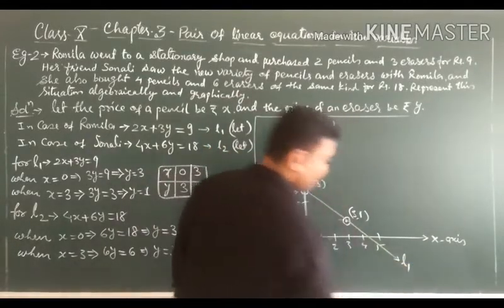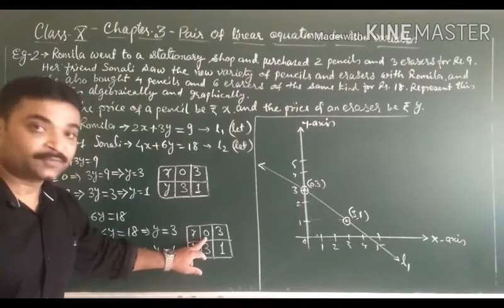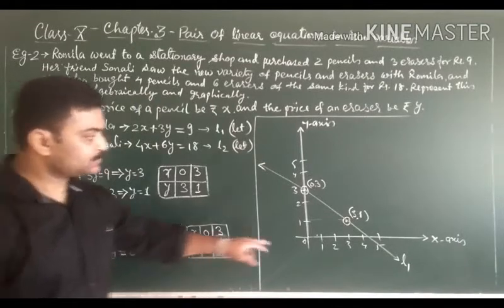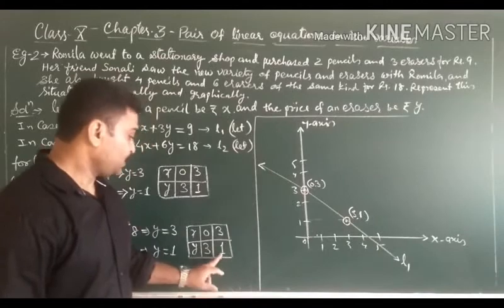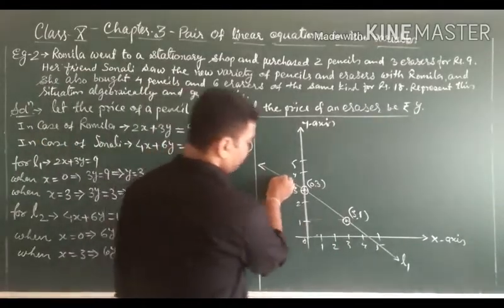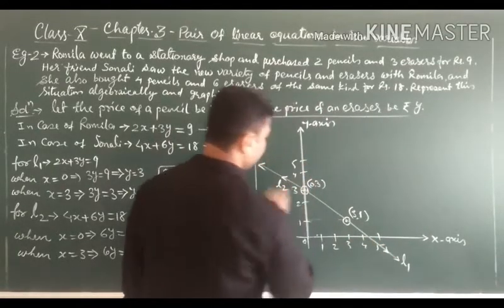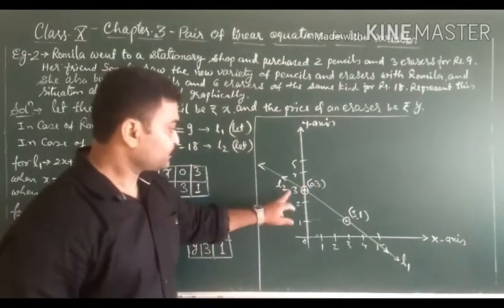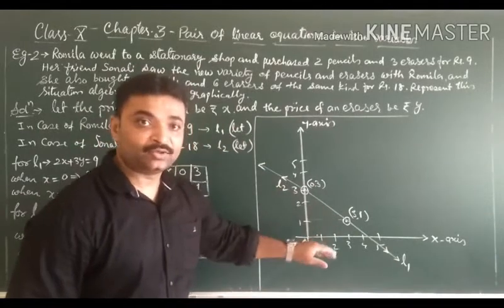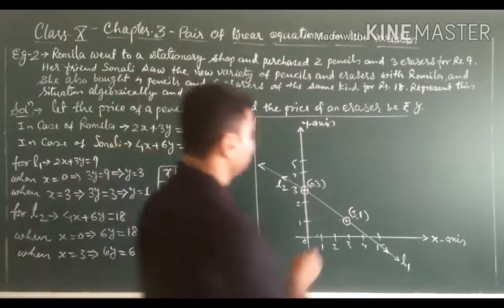It is line L1. Second line, the points are 0, 3, same point, and 3, 1, same point. So again, we will show this is line L2. Now what do you see? Line L1 and L2 are on each other. Clear?